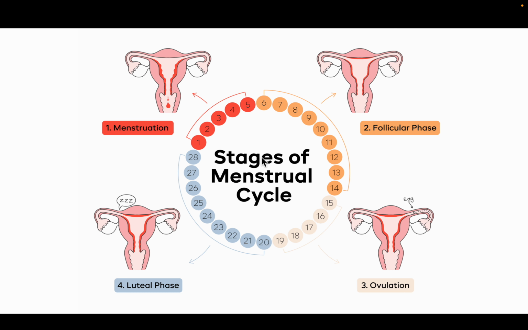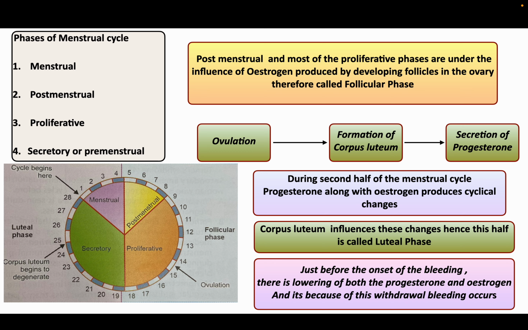Now the stages of menstrual cycle are menstruation, the flow of blood through the vagina, then the follicular phase in which the ovum is released from this portion of the ovaries. Then ovulation happens, reaching the fallopian tube, passing through the fallopian tube, reaching the uterus. Then last is the luteal phase. So the next fate depends upon whether the ovum is fertilized or not. But in menstrual cycle we will discuss if the ovum is not fertilized.